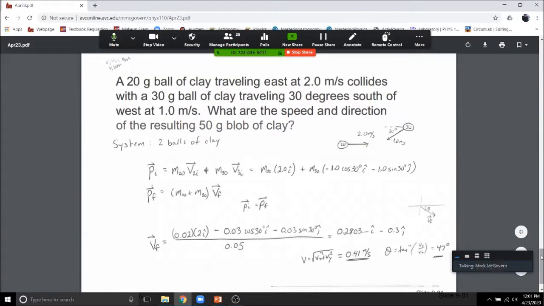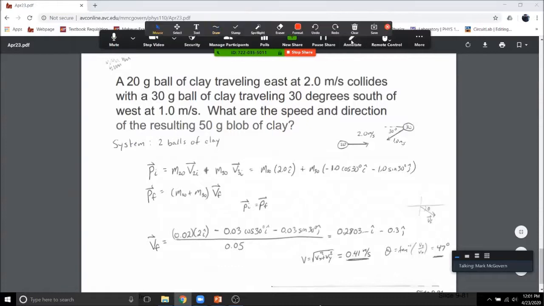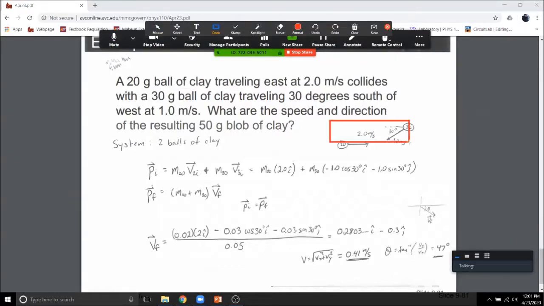We have 2 balls of clay. One's moving directly to the east, so it's moving to the right 2 meters per second. The other one is moving down and to the left, 30 degrees south of west. So I have a little picture here, so it's very clear what we're describing. It's going 1 meter per second.